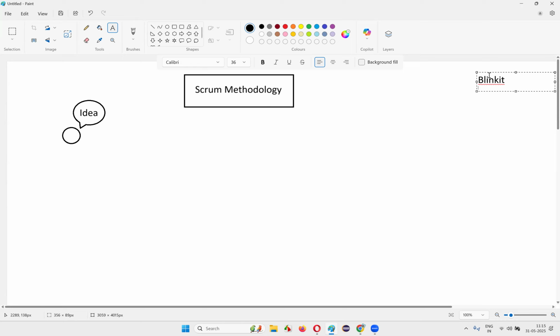Blinkit, groceries. I am saying groceries. Yes, Instamart, Swiggy's Instamart, Zomato's Blinkit. What else is there? Yes, Zepto is another one. I don't know about other countries, but in India, these are the top three players.